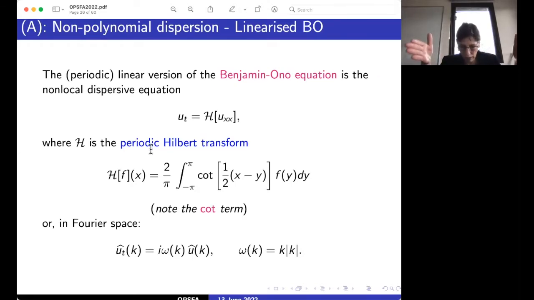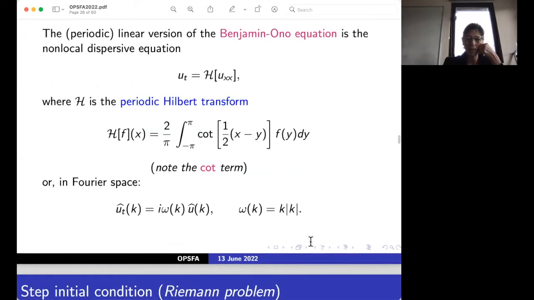So I'm looking at the periodic problem, and there is this cotangent term, which you should note. In Fourier space, though, it's a very simple dispersion relation. It's not quite k squared, it's k times the absolute value of k. So it's not a polynomial, but is as close to it as you could think of going. It's only one step away.